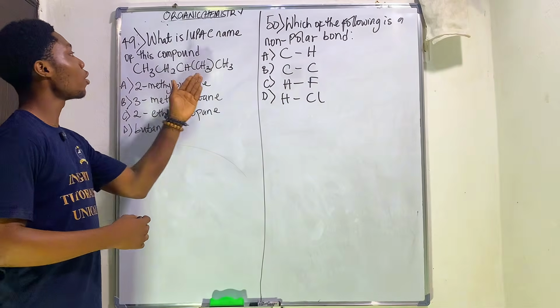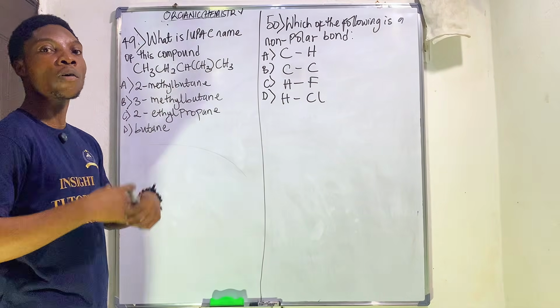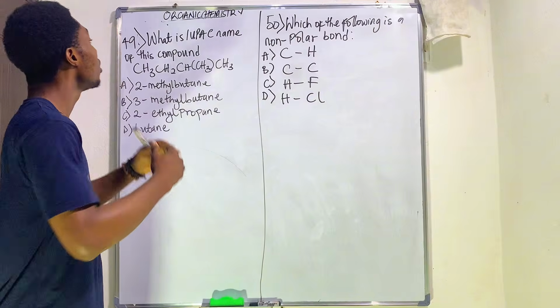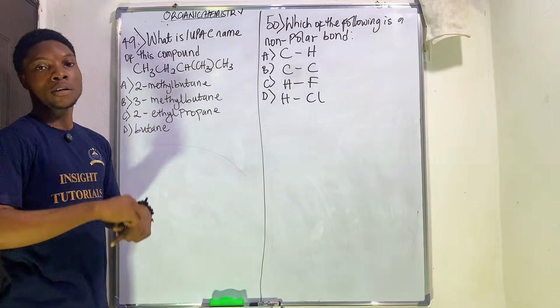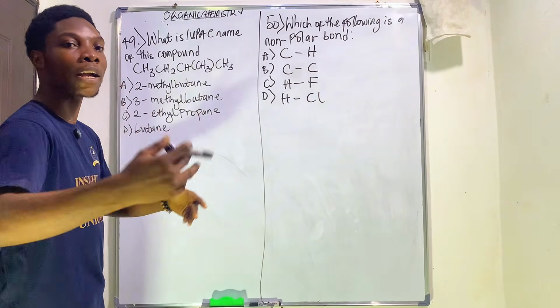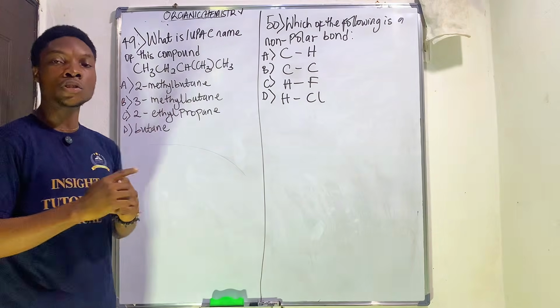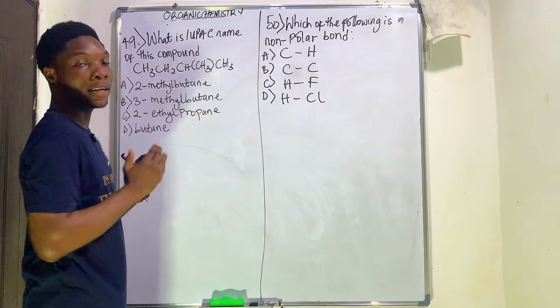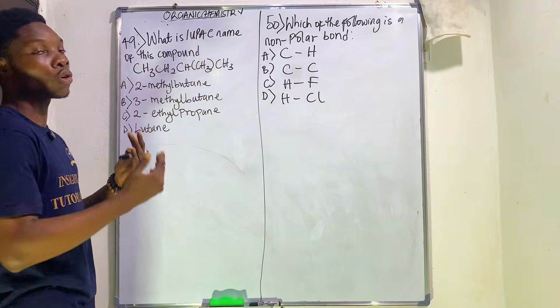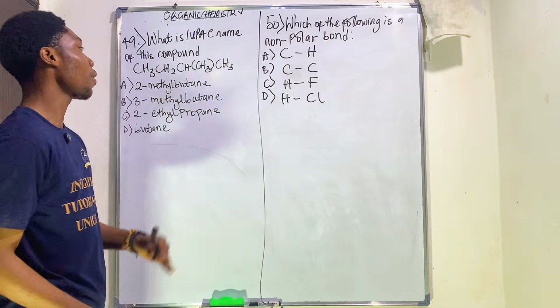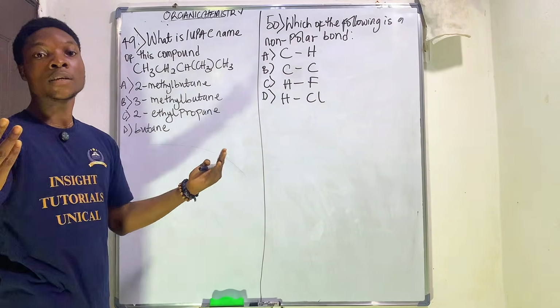Now, when you're naming a condensed structure like this, you have to first of all put it in a more expanded form. So we're going to write out everything in this structure in a more expanded form. We'll start with the CH3. And when you're expanding this, you need to know that the beginning and the end of a condensed structure should always be CH3. Alright? So the beginning and the end should be CH3.